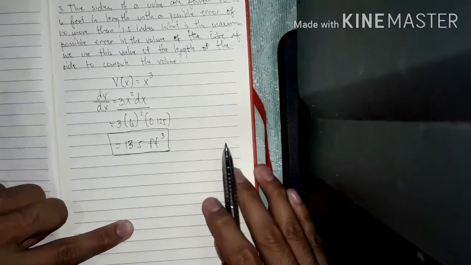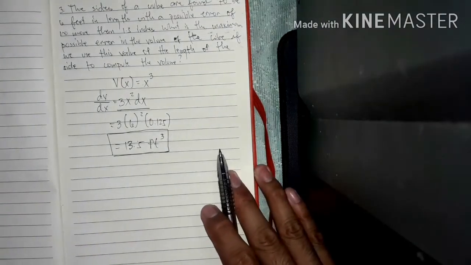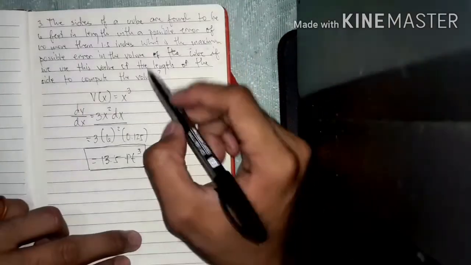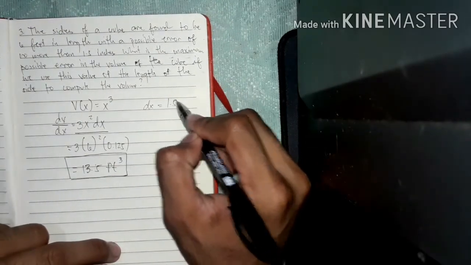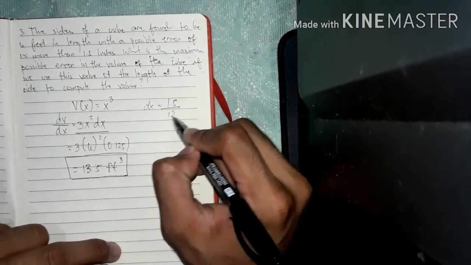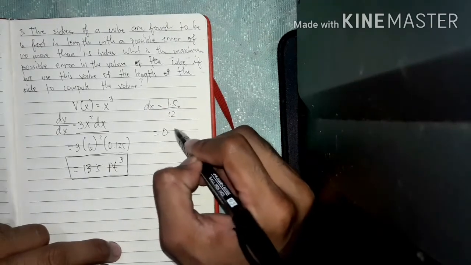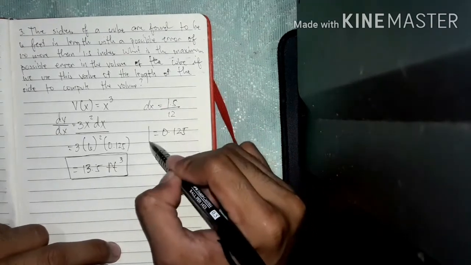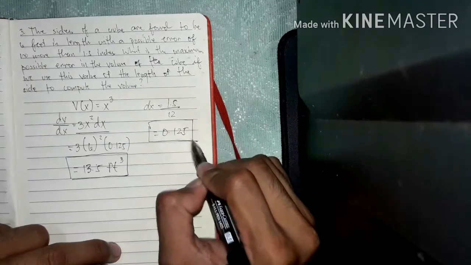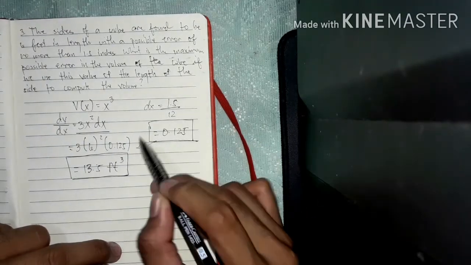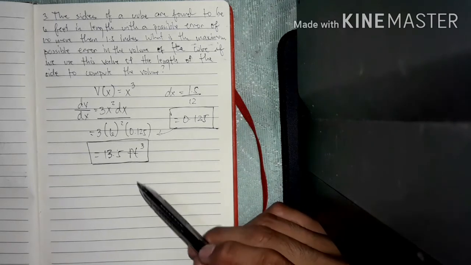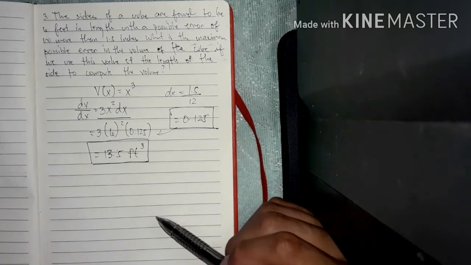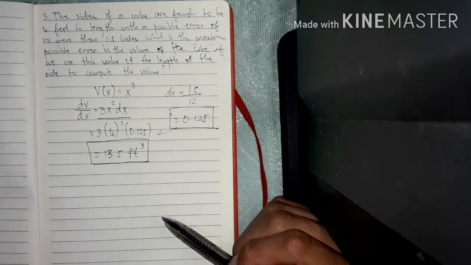Then ang atong margin of error is 1.5 divided by 12 is equal to 0.125. Mao ni siya. Kung mangutana mo asa nakuha ang 0.125, so this is the process on how to calculate the volume.